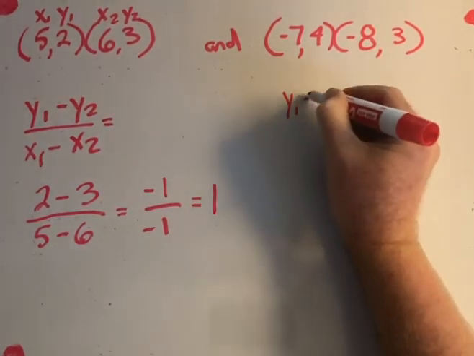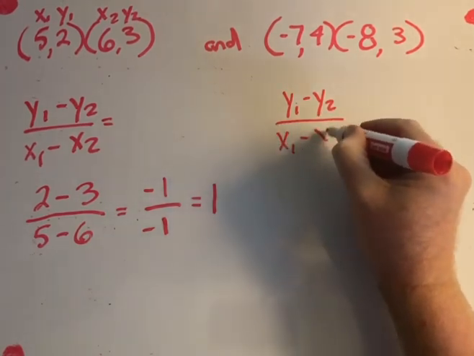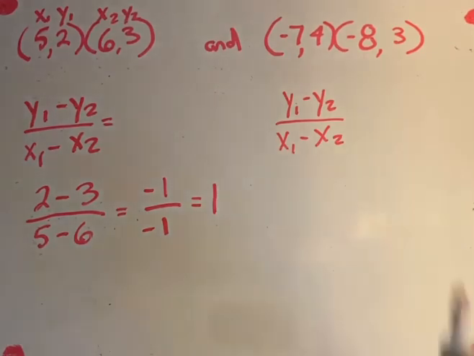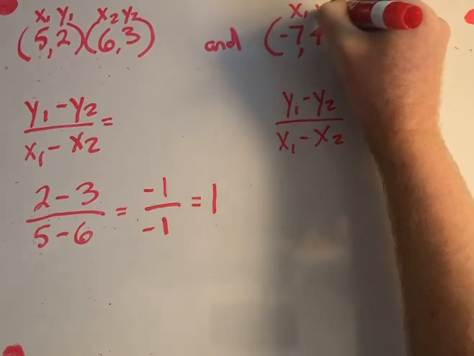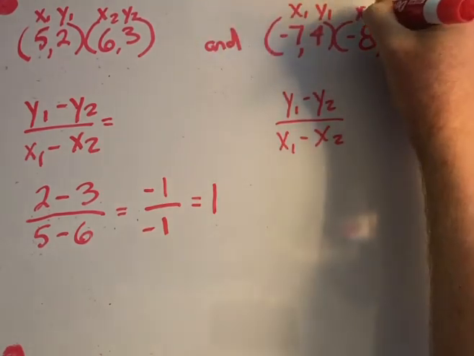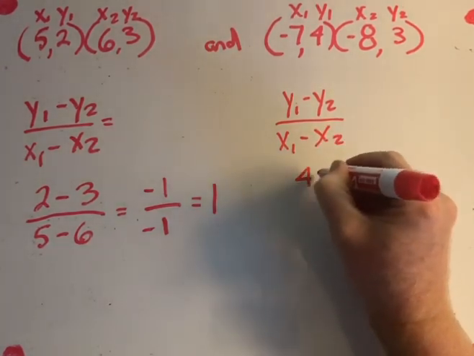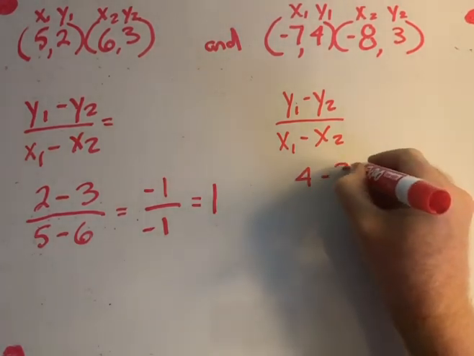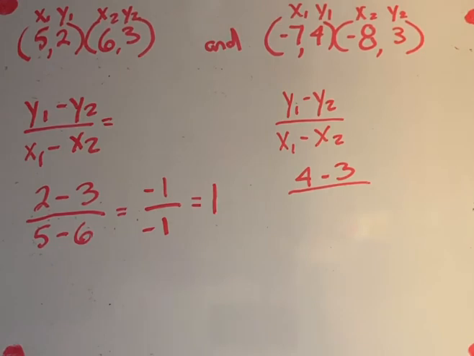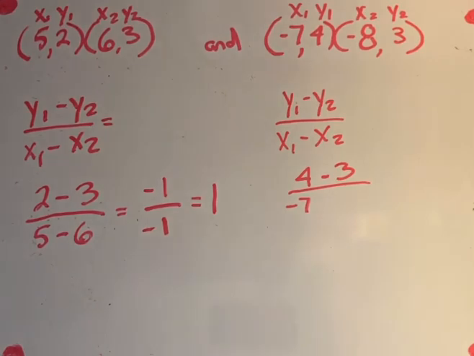I have y1 minus y2 over x1 minus x2. Let's plug in our values. We got to call this one x1. We'll call this one y1. We'll call this one x2 and this one y2. Okay, so now I plug in my values and I have y1, which is 4, minus y2, which is 3, over x1, which is negative 7, and then I have x2, which is negative 8.